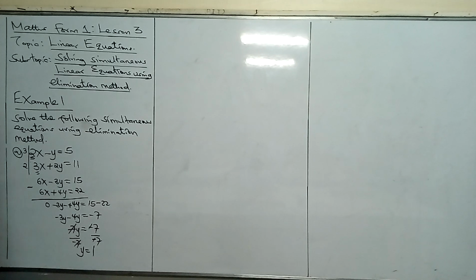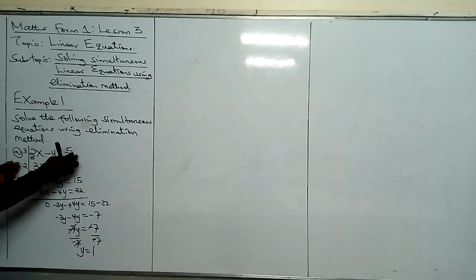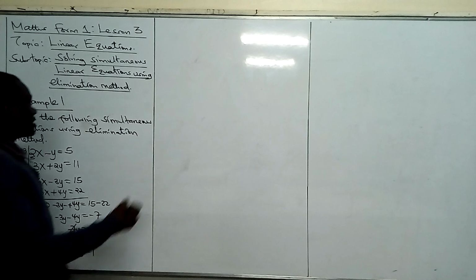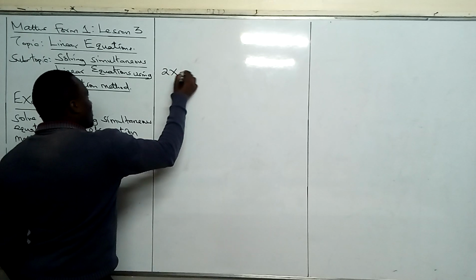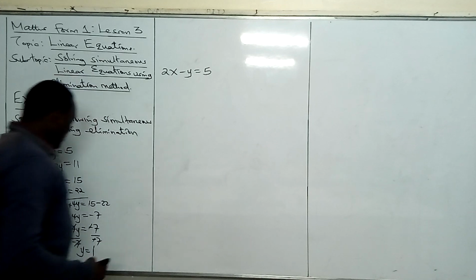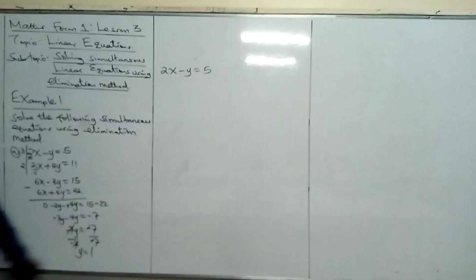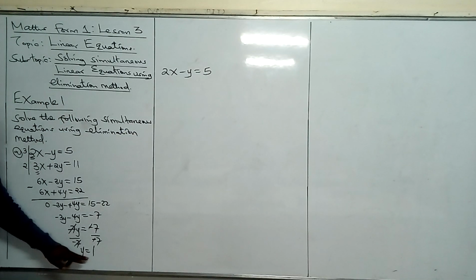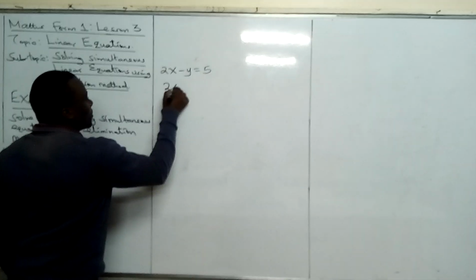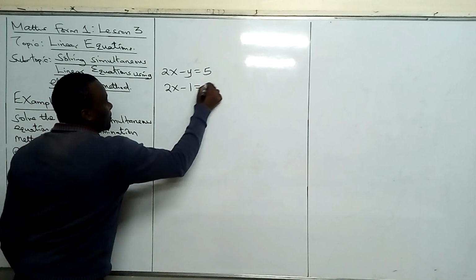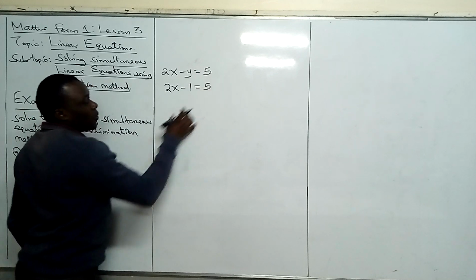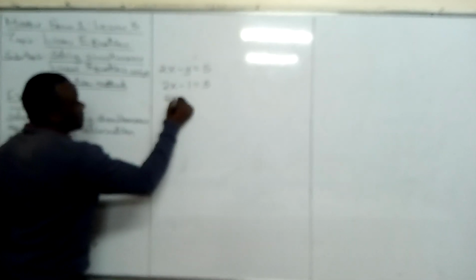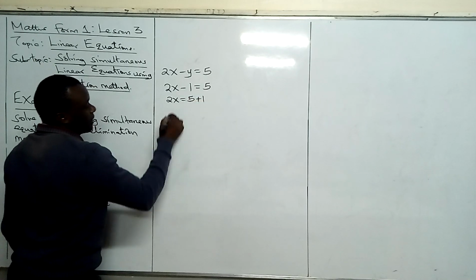To obtain the value of x, we can use either equation 1 or equation 2. We can choose equation 1 and say 2x minus y is equals to 5. But remember, we have already found the value of y as 1, so where we have y, we replace it with 1. We obtain 2x minus 1 is equals to 5. We now take minus 1 to the other side. When it crosses the equal sign, it becomes positive. So we have 2x is equals to 5 plus 1.